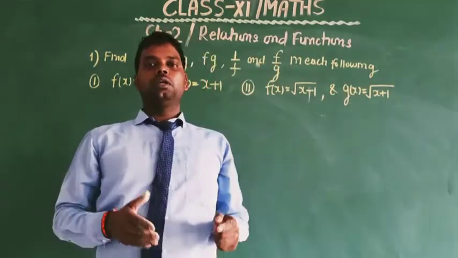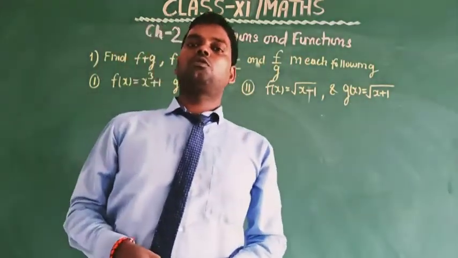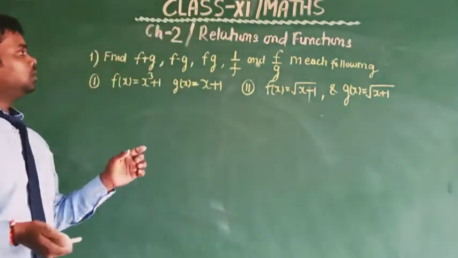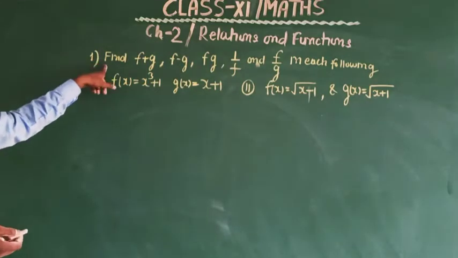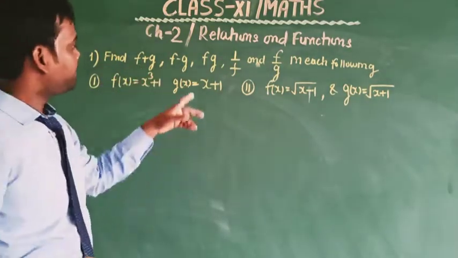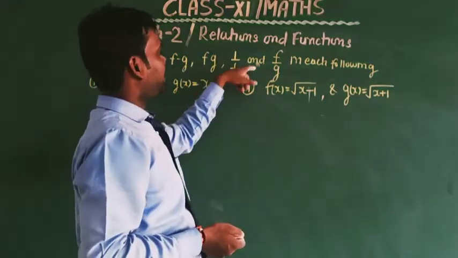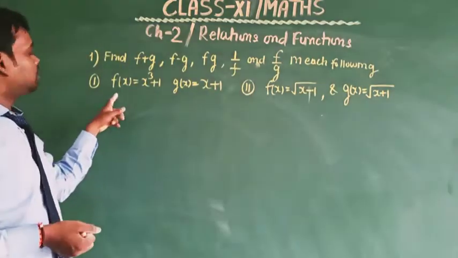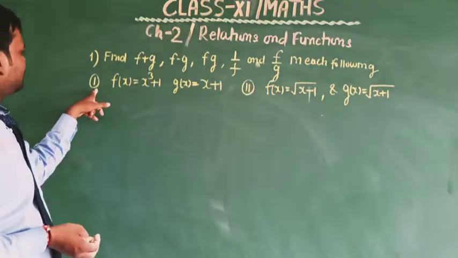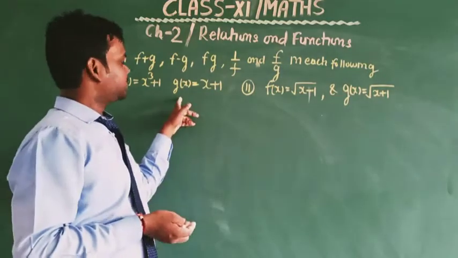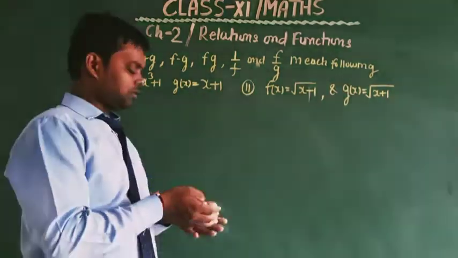Hello everyone. In this video, I am going to solve a question based on operations of real numbers. Find f plus g, f minus g, f into g, 1 upon f and f by g in each of the following functions. Given f(x) equals x cube plus 1, second g(x) equals x plus 1.